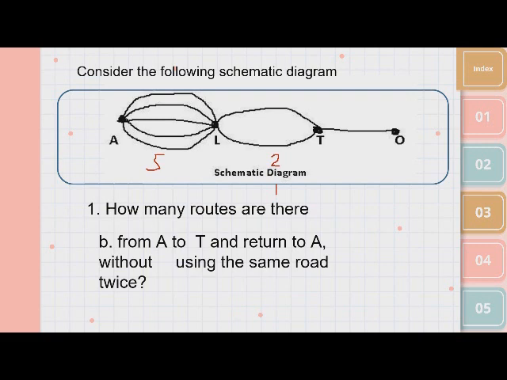And then from L going to A, we have now only 4 routes because we have used 1 earlier from A going to L. I hope you got it. So we have the numbers 5, 2, 1, 4, and then just multiply them. We get an answer which is equal to 40. I hope you got the second problem.